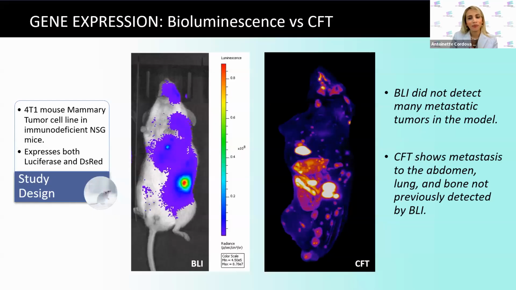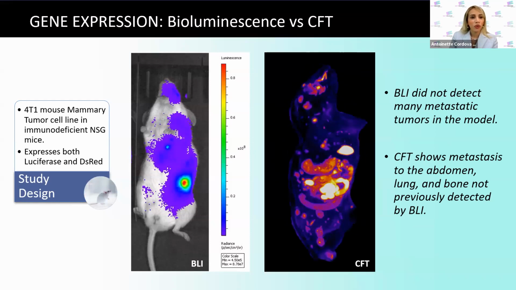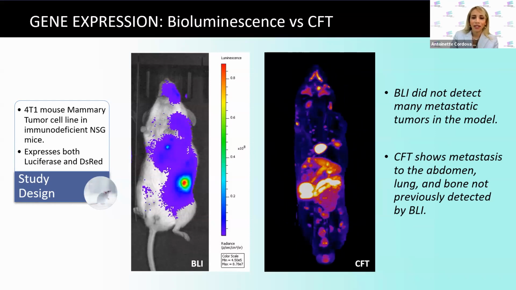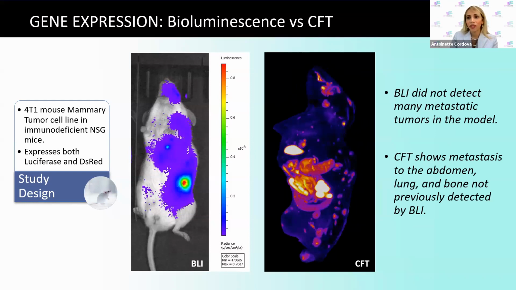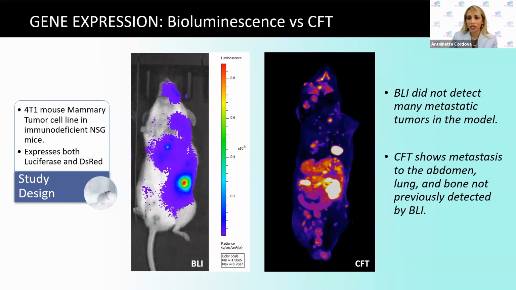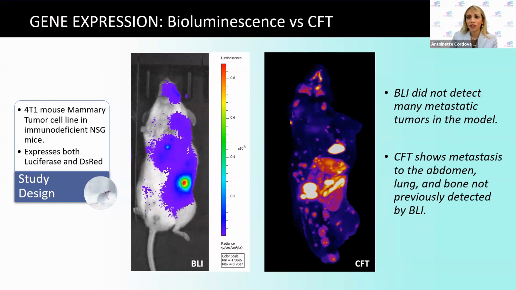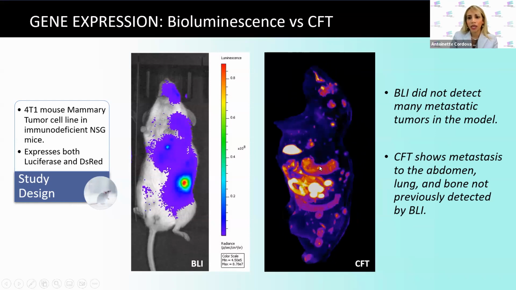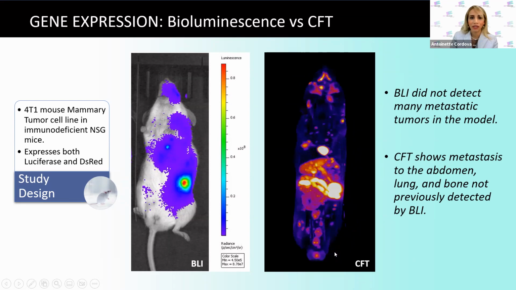So let's highlight that. In this study, we're looking at bioluminescence versus CFT. This 4T1 mouse mammary tumor cell line actually expressed both luciferase and DsRed. Here we see the bioluminescence image on the left-hand panel. And what we did notice when we ran these animals using our CFT, or put them on the Xerra, is that the bioluminescence really missed a lot in this metastatic tumor model that the CFT actually ended up showing in this 3D image. We show metastasis in the abdomen, the lung, and bone, and this was not previously detected on the bioluminescence image.